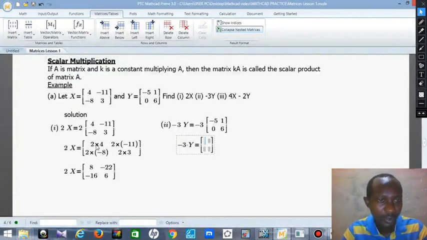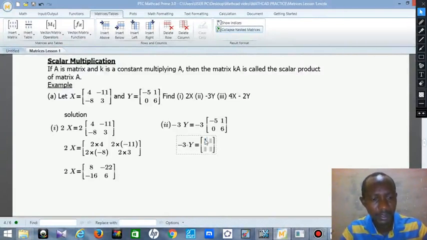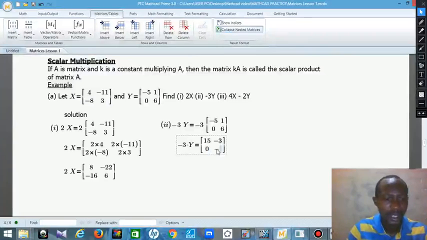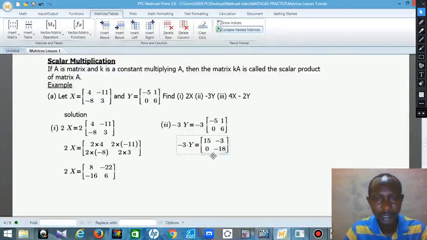So you can move this step the same way I did this, or you just multiply directly and get the answer. So let me just do it directly because of time. Minus 3 times minus 5 will give us plus 15. Minus 3 times 1 will give us minus 3. Minus 3 times 0 will give us 0. Minus 3 times 6 will give us minus 18. So that is the answer to the second question.